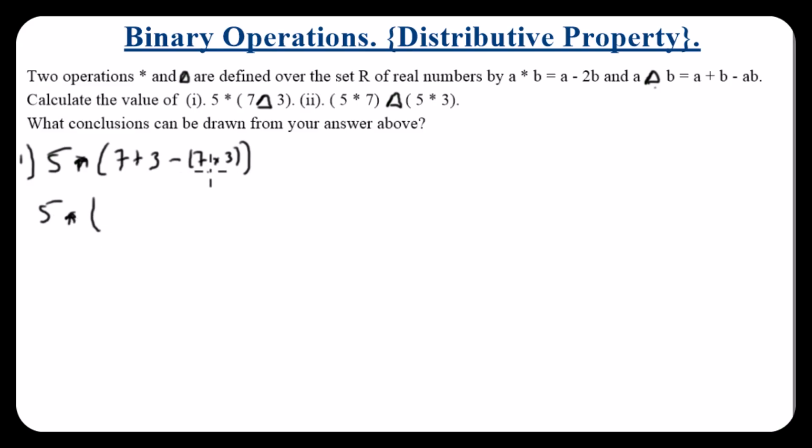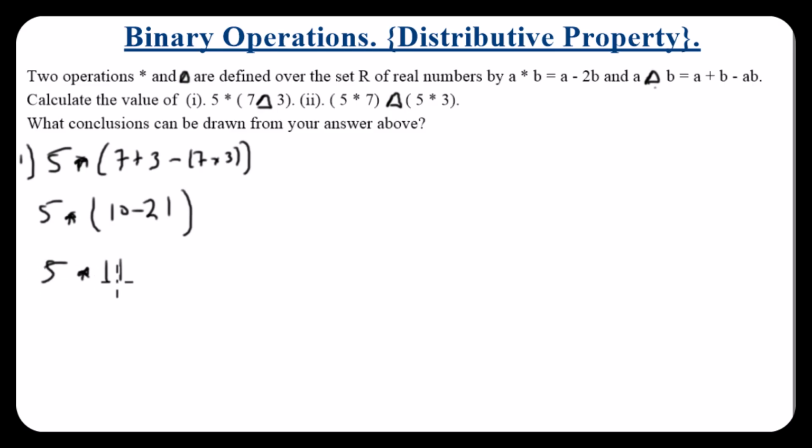So let me trace the value I have inside of the bracket. 7 times 3 gives us 21, and there's a negative sign in front. 7 plus 3 is 10. So 10 minus 21, that will roughly be minus 11. So I have 5 star 11.